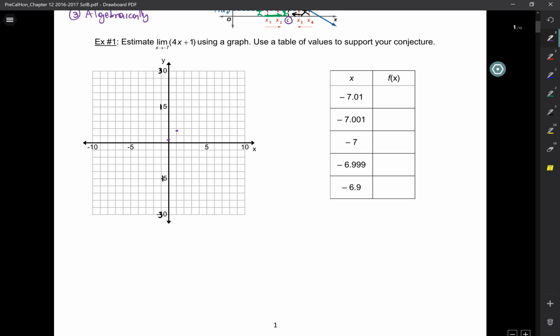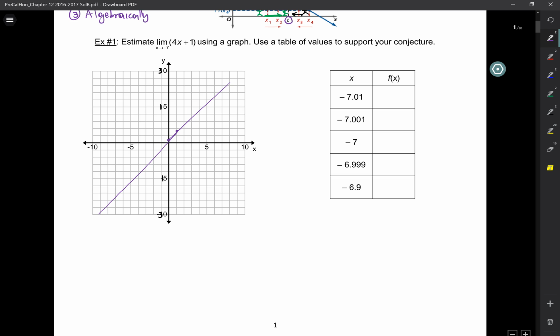So basically I went up 4 over 1. I start at 1 and I went up 4. That gets me to 5, right? But each marking is 3, so that's just right there. All right, so I'm going to graph this and I'm going to try to do it as best as I can.